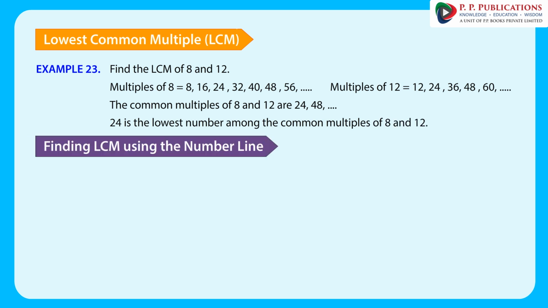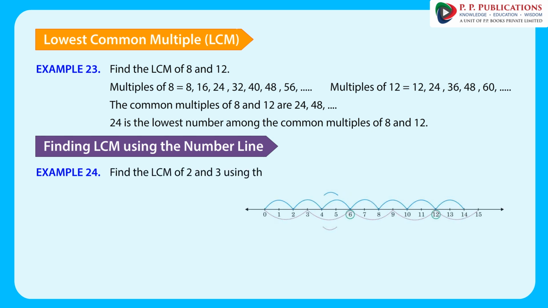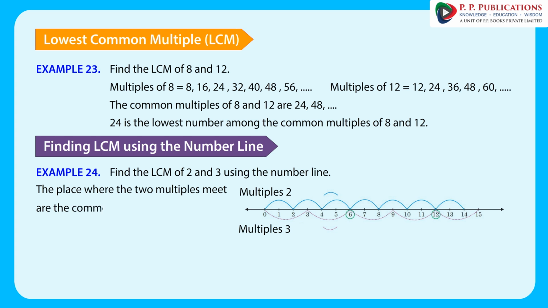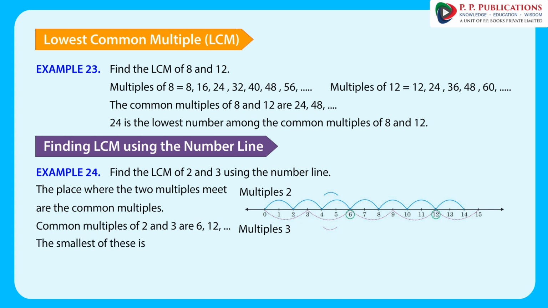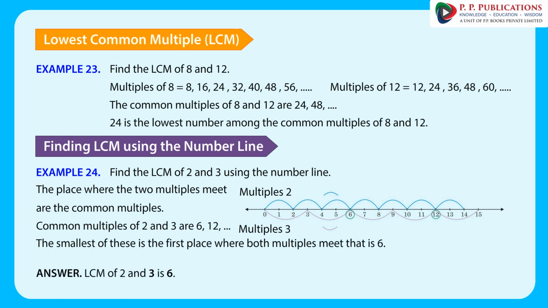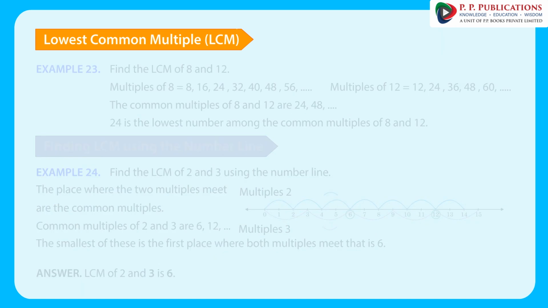Finding LCM using the number line. Find the LCM of 2 and 3 using the number line. Multiples of 2, multiples of 3. The place where the two multiples meet are the common multiples. Common multiples of 2 and 3 are 6, 12, etc. The smallest of these is the place where both multiples meet, that is 6. Answer: LCM of 2 and 3 is 6.